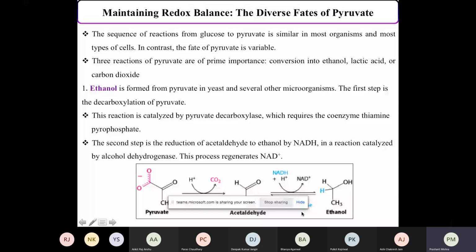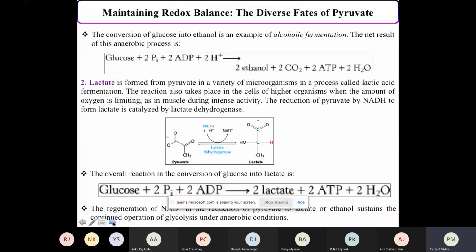The cell does not want to make ethanol. It is not going to become drunk. It is producing it for its own purpose, where NAD+ is required, and NAD+ is important for the continuation of glycolysis. Now let us see what happened at the end of the reaction. You have glucose, and whatever NADH was generated has been converted back into NAD+. So that portion is over.